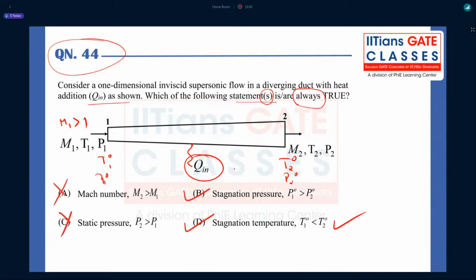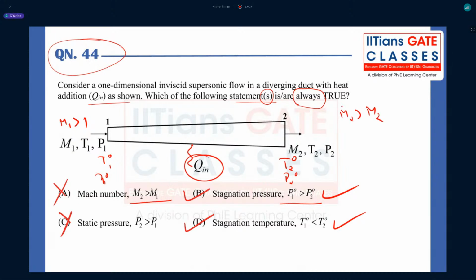So definitely, even if you are adding a very small Q in, the total pressure is going to drop and your B will be correct under all circumstances. Okay, next, A part, Mach number M2 is greater than M1.